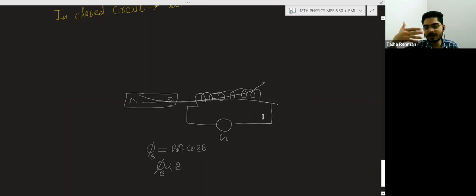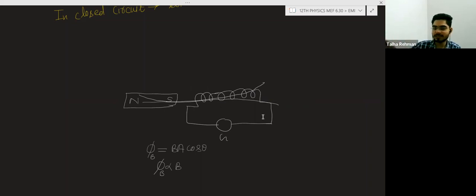What is the meaning of the magnetic flux? The number of magnetic field lines. Actually, magnetic field lines are not real lines. These are imaginary lines. We draw the magnetic field and electric field lines for understanding, for the feeling of the magnetic field, for the feeling of the electric field.